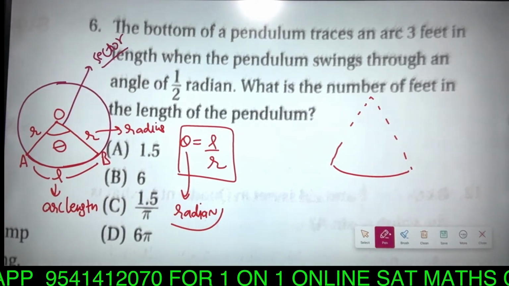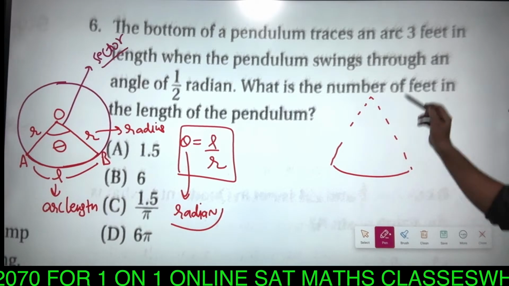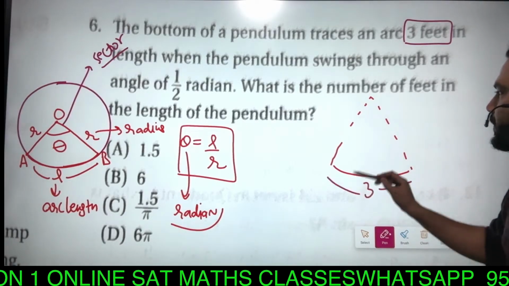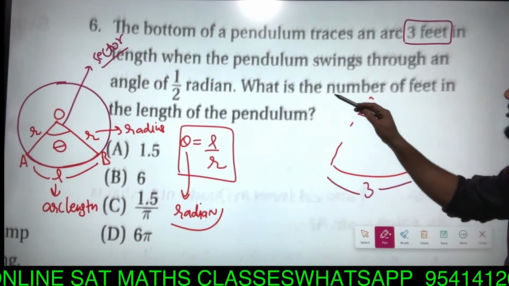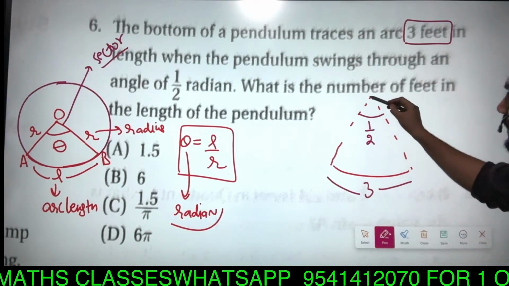And what is the question they are asking? That the bottom of a pendulum traces an arc. The arc is given. The arc is 3 feet. Okay, and this angle is also given. The angle is 1/2 radian. So theta is also given. Now they are asking the length of the pendulum, this length.